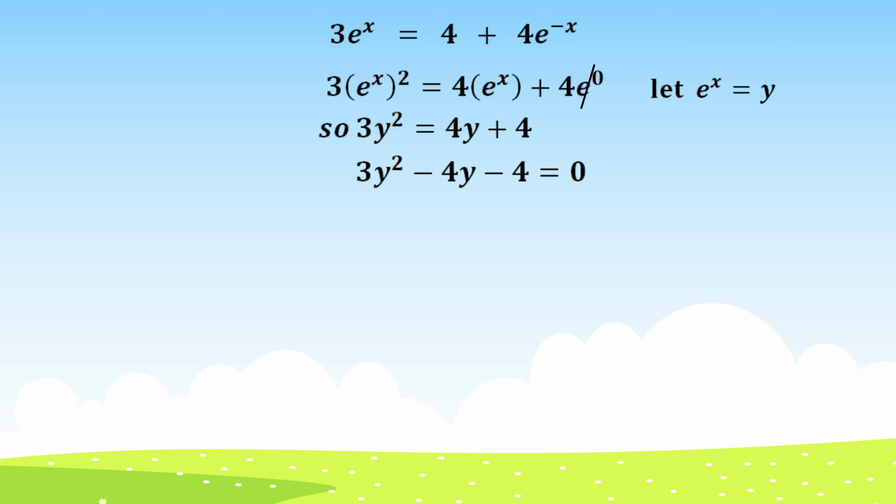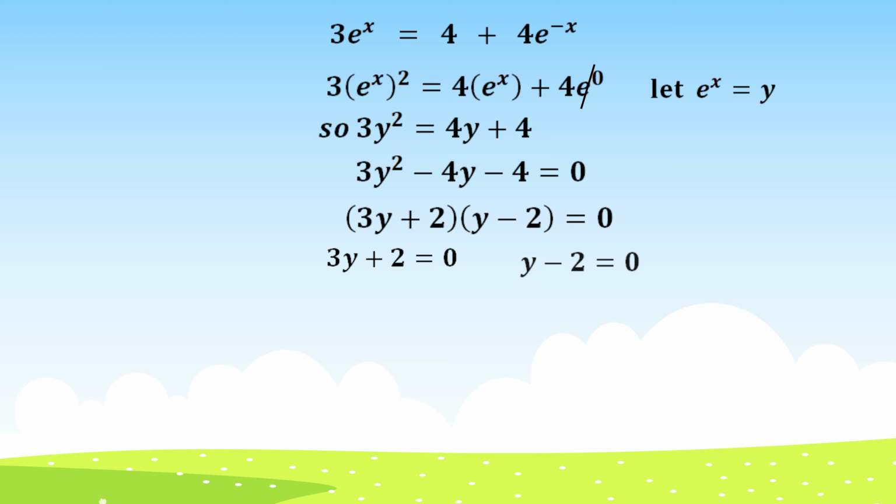Factorizing the terms on the left-hand side gives us 3y plus 2 into y minus 2. To solve, we equate each factor to 0. So we put 3y plus 2 equals 0 and y minus 2 equals 0 and solve separately. For the equation 3y plus 2 equals 0, we subtract 2 from both sides and divide both sides by 3 to get y equals minus 2/3. And for the equation y minus 2 equals 0, the solution is y equals 2.